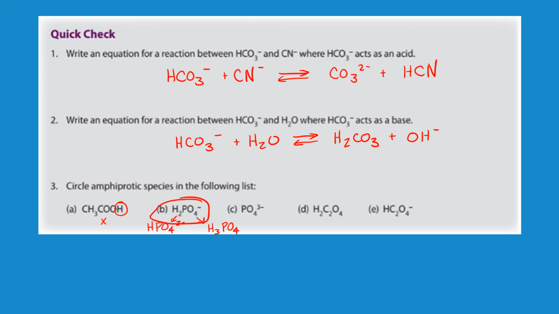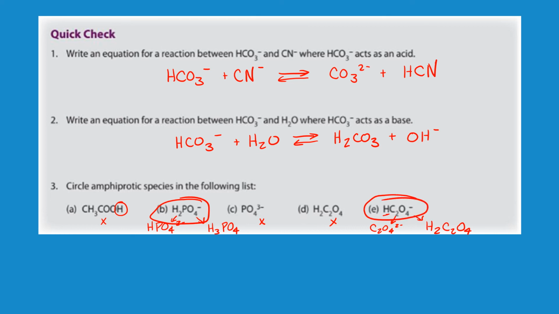In C, there are no hydrogen ions for it to donate. It can only act as a base, so it's not going to be one. With this one here, H2C2O4, again, it will donate a hydrogen, but it's not going to accept any others. So it is not amphiprotic. Okay, last one here. This one can donate, because I've just got one up the front. So we could make C2O4 2-, or we could accept another one to become like the compound in D. So it is also amphiprotic.